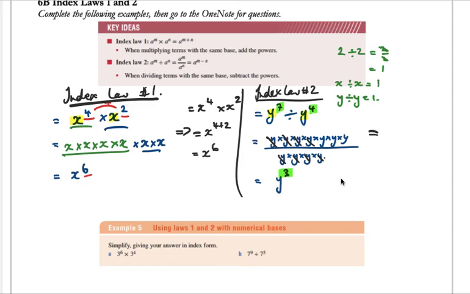So when we tackle this problem now, what I want you to do is this. y to the power of 7 divided by y to the power of 4 is equal to y to the 7 take 4, which is y to the 3. I think you can appreciate this is way faster than writing it all out. In the next few videos, we'll be using these index laws to help us solve problems.